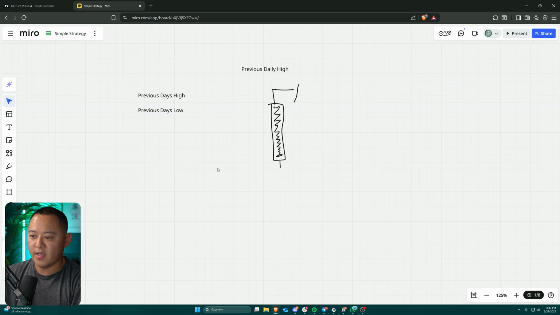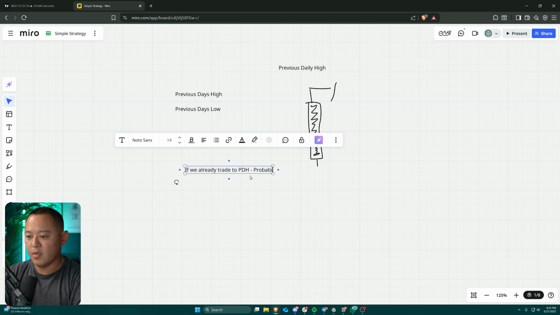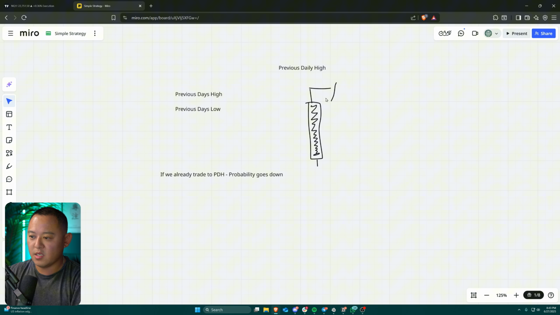So I want you guys to write that down. If we already trade to previous daily high, probability goes down. Why? Because this is my daily target. Now, if the target's already been met by the time I sit down in front of the charts, that is not an ideal situation. So what I'm looking for is to position myself somewhere lower here to target that previous daily high.